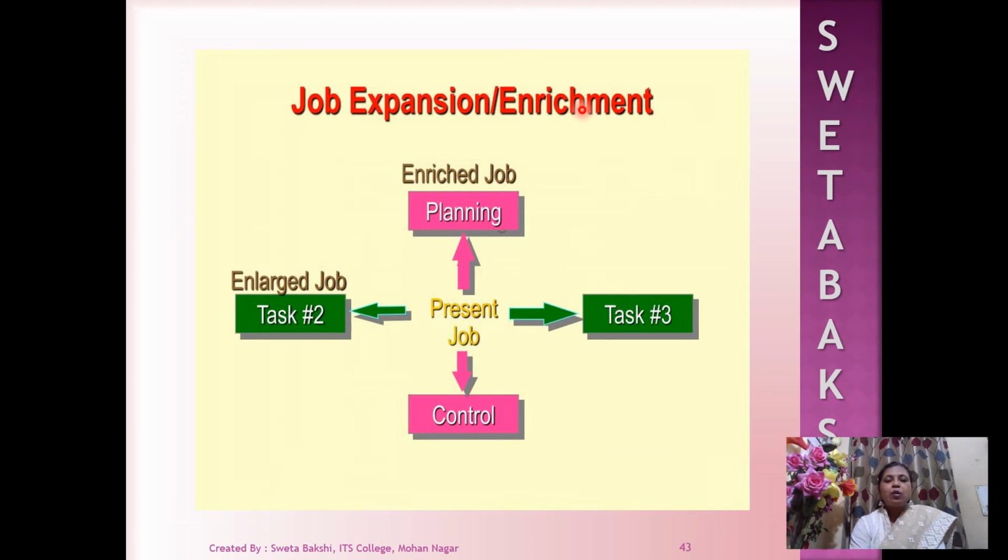Now job expansion or enrichment can be understood best this way: the present job is here, and the people who are promoted or enriched are more involved in the planning process. So they are enriched in terms of vertical improvement in the job, which leads to planning. A job can be enlarged vertically or horizontally. Therefore, if a present job is improved in a vertical direction, we can say that planning needs to be controlled in a certain manner.